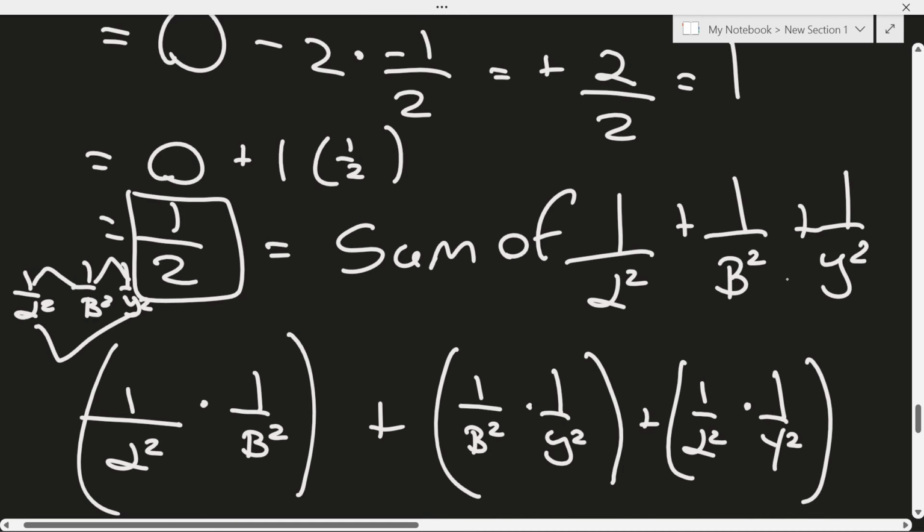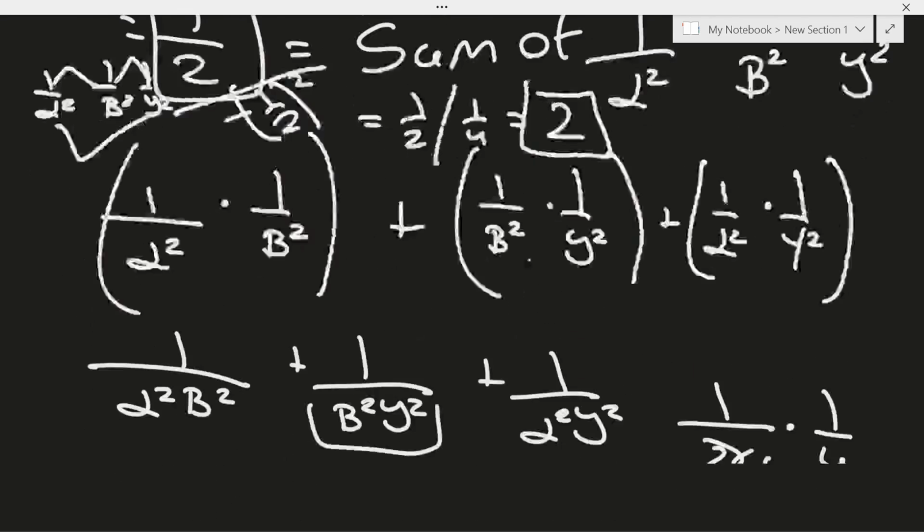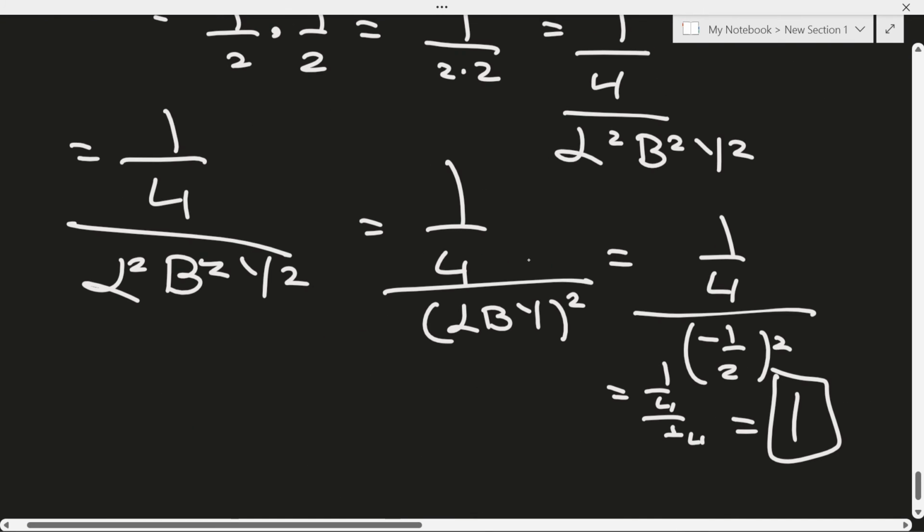I also did it for this one. It would be a half over a negative a half squared, which is equal to a half over, that's positive, and this will be equal to 2. So the sum of the roots is equal to 2. The sum of the product of two of the roots at a time is equal to 1.